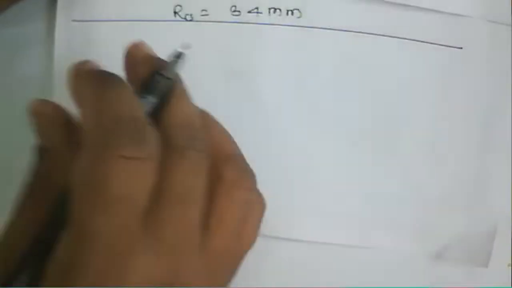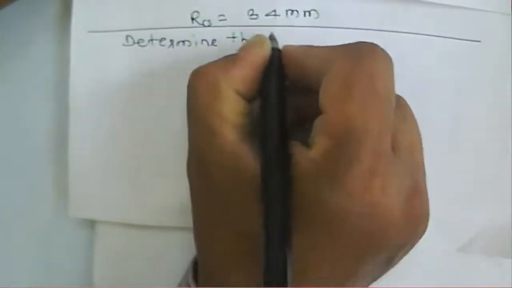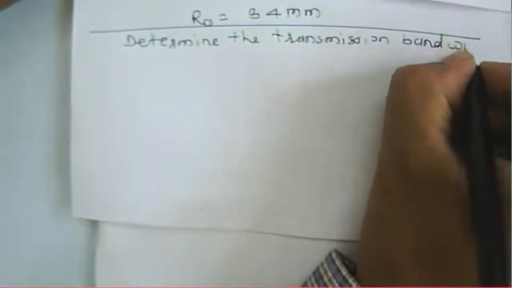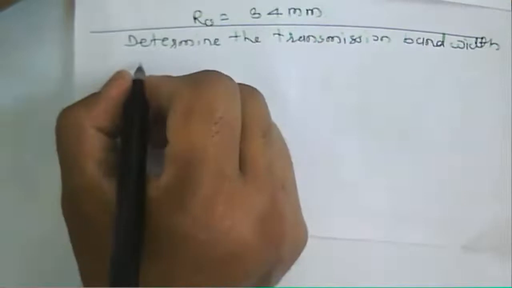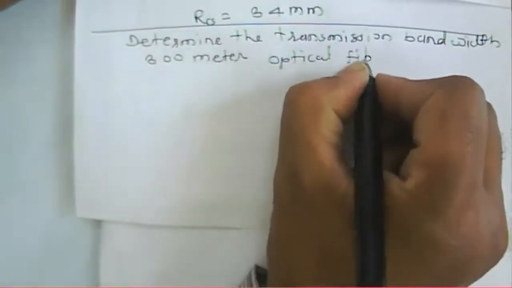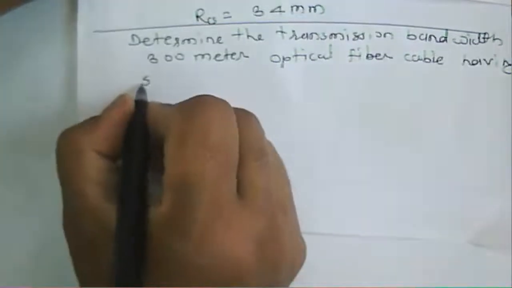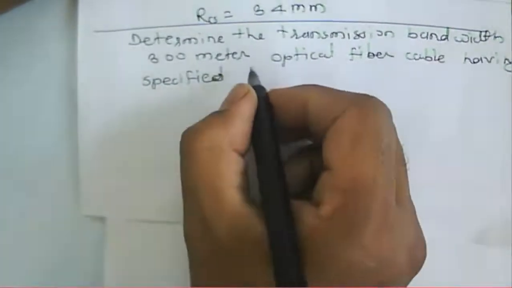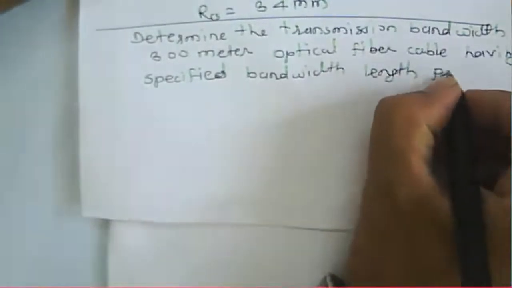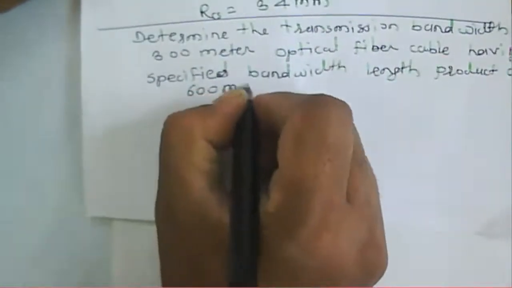Next, determine the transmission bandwidth of a 300-meter optical fiber cable having a specified bandwidth length product of 600 megahertz.